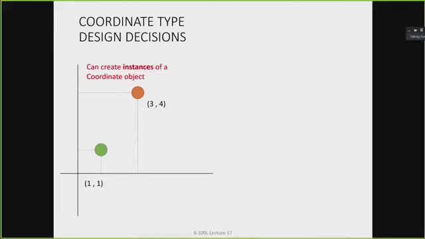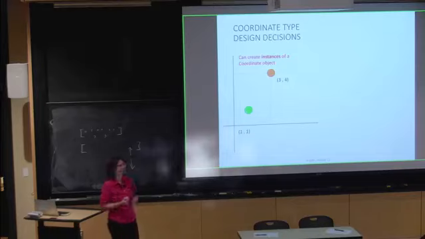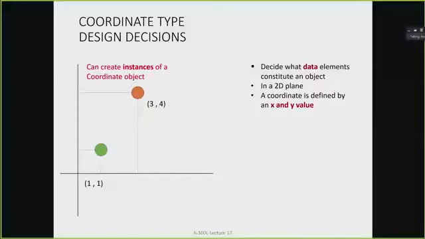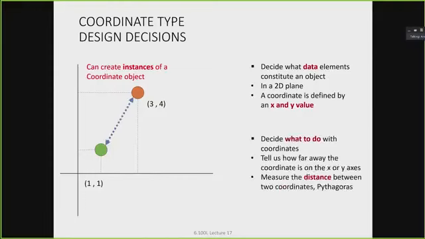I don't care about color, right? Even though I colored these things, you can imagine making a cuter version of this coordinate object that also has a color associated with it. Okay. So the data that will represent my point in a 2D coordinate plane is just two numbers, right? One for the x, one for the y.